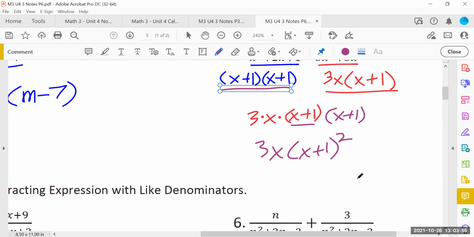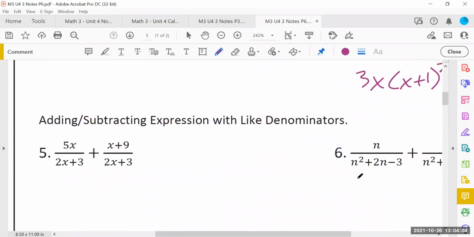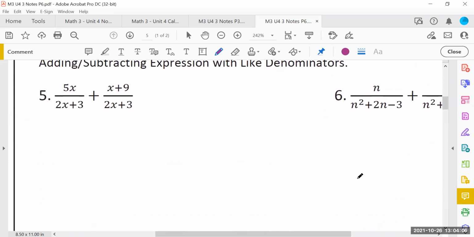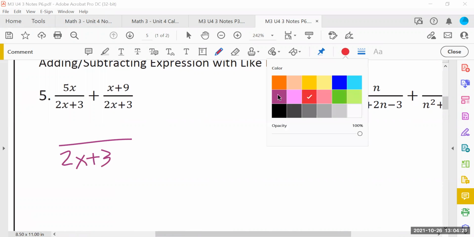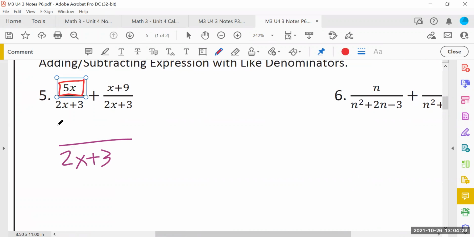So now that was all just kind of set up. Now we're actually going to try some problems. We're going to try to add some fractions. We're going to start with the easiest ones where the denominators already match. Okay, so for number 5, the denominators already match. So all I have to do is say, okay, my new fraction is going to be over 2x plus 3. And the top is going to be the top of this one, 5x.